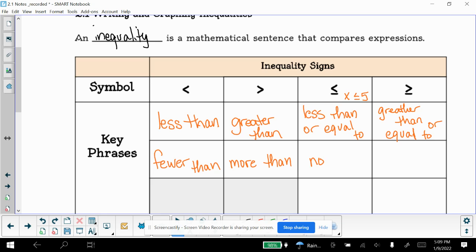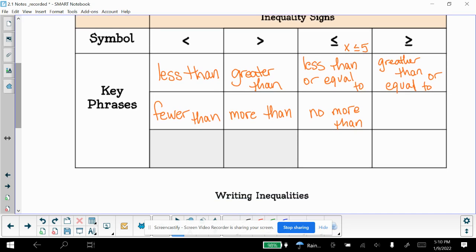So, no more than 5. The other way we could explain it is to say that he has at most 5, meaning that he could have 5, but he could have any amount that's smaller than 5. So meaning that he's got 5 or less. So no more than 5, or we could say at most 5. So at most would be our other phrase we could use here.